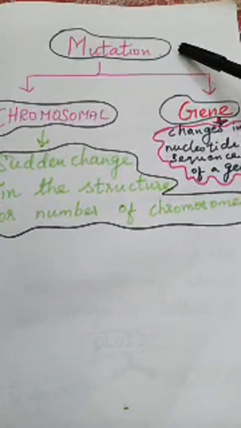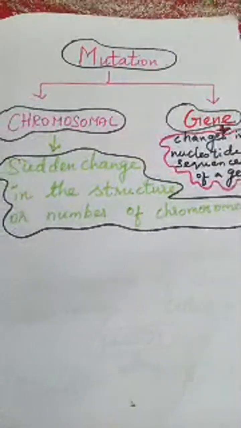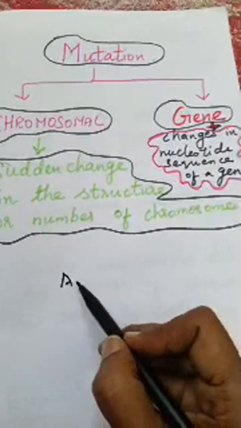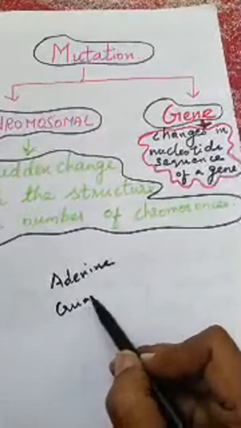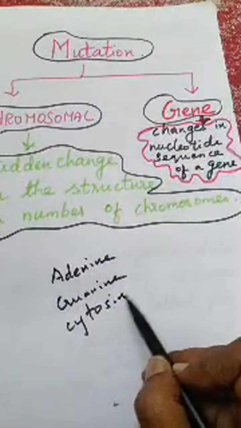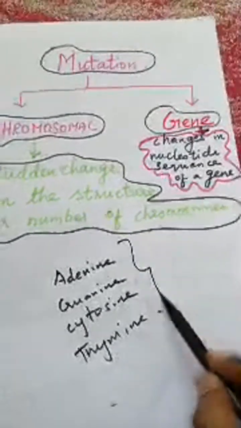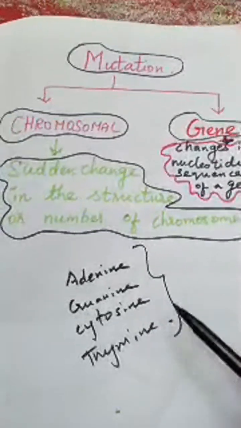Yes, correct. So like adenine, we have seen during the structure of the DNA molecule. I told you that the adenine, guanine, cytosine, thymine. So these are the nucleotides, that is nitrogenous bases which are present in the nucleotide.